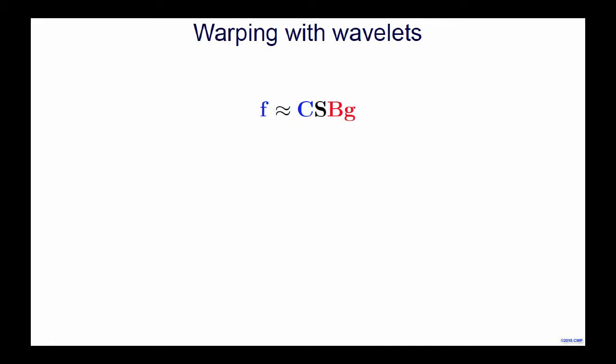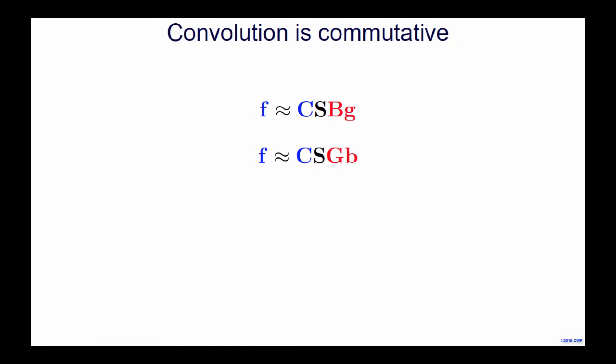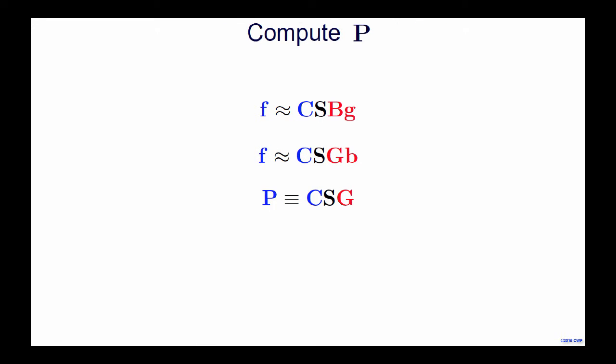Now I can rewrite this equation in two ways for us to estimate the PP wavelet C and the inverse PS wavelet B. First, let me estimate the inverse PS wavelet B. To do this, I can rewrite this equation the following way. Because convolution is commutative, I can switch B and G as shown. Then I can compute what we call the matrix P, which is simply CSG, and which reduces the equation to the following.